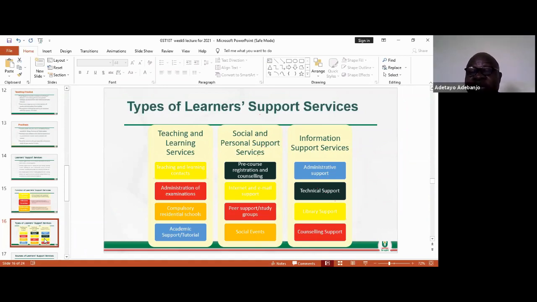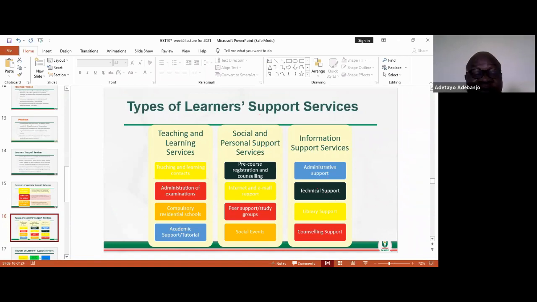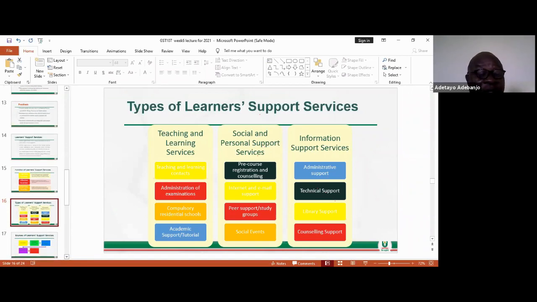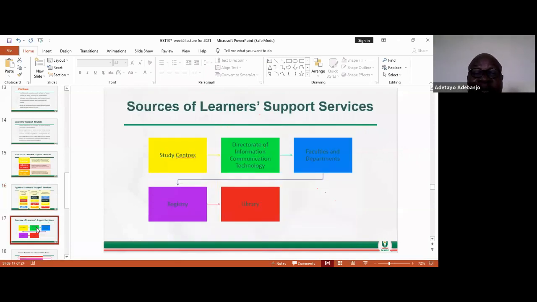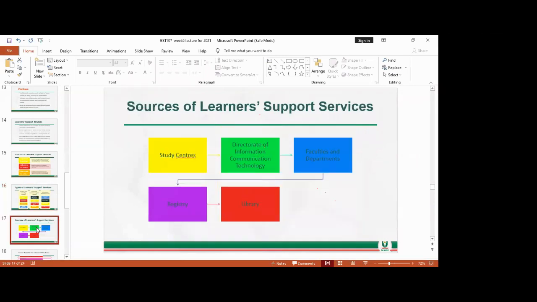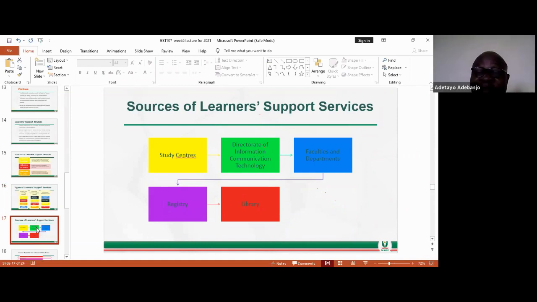Then the other informative area that we need, such as administrative assistance, technical support. Some of you want to drop course. Some of you want to go to the library to borrow books. Then, like I said, see a counselor for many things. So, where is this supporting service? Where can you get them?